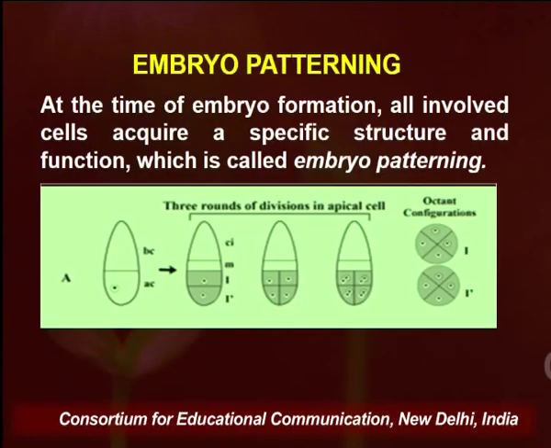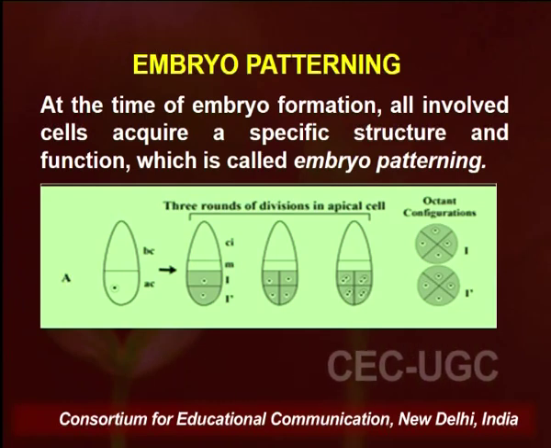Now, what is embryo patterning? We have been talking about the formation of embryos, and of course, I told you that the process of formation of embryo from a zygote is what is called embryogenesis. Now, when the embryo formation is taking place, all the cells which are involved in the formation of embryo acquire a specific structure and function, and this is what is called embryo patterning.